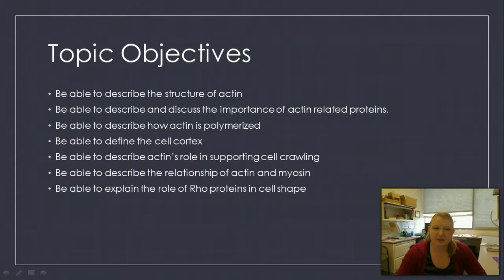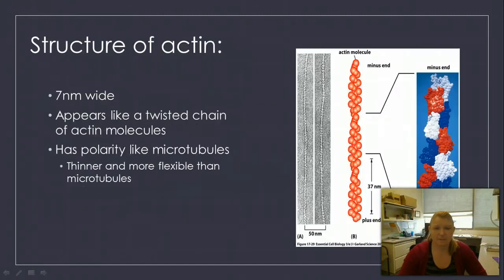Some of these last ones, especially that relationship of actin and myosin, are important, and you'll see that a lot more in topic 4, how that actually works, but be aware that this objective fits in both topics.